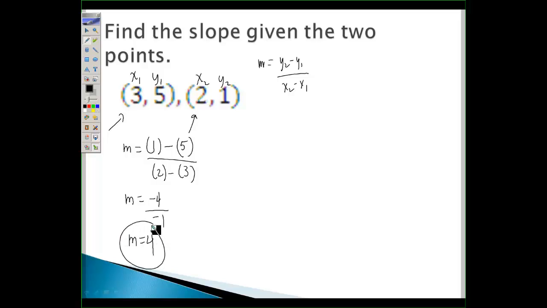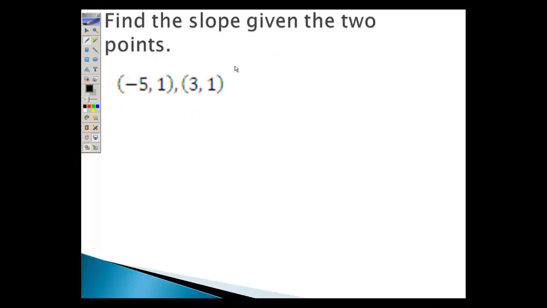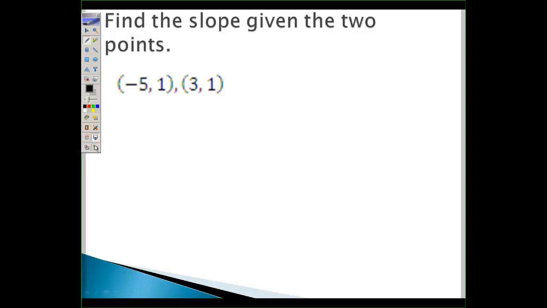Okay, so let's do a few more examples. We'll go a little quicker this time. We have the points -5, 1 and 3, 1. Once again, we're given 2 points, and we know that to find the slope given 2 points, our equation would be m equals y2 minus y1 over x2 minus x1. Once again, those are just subscripts. They do not get multiplied into anything. My first point, I have an x and a y, and since this is my first point, I'm going to say those are x1 and y1. My second point, x2 and y2.